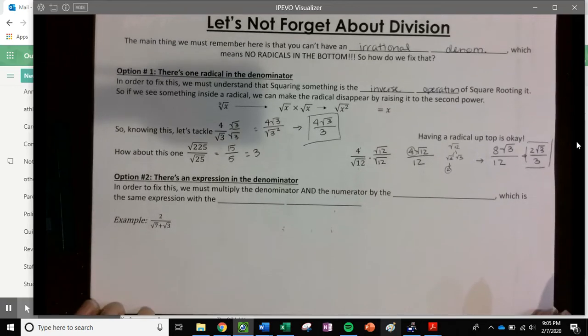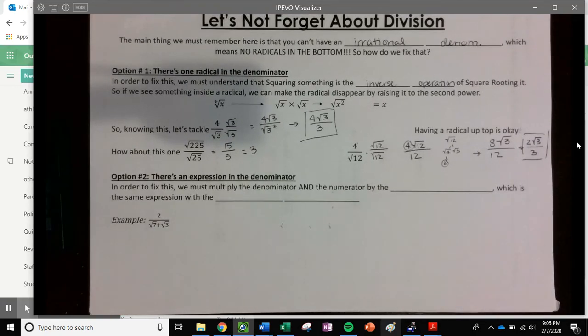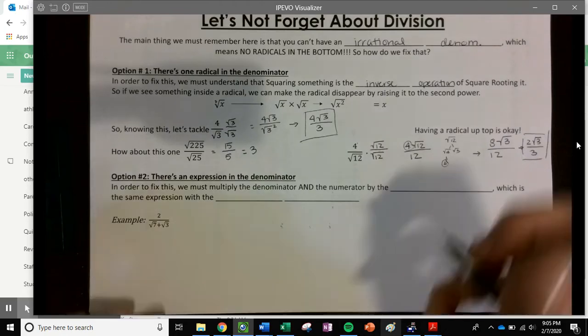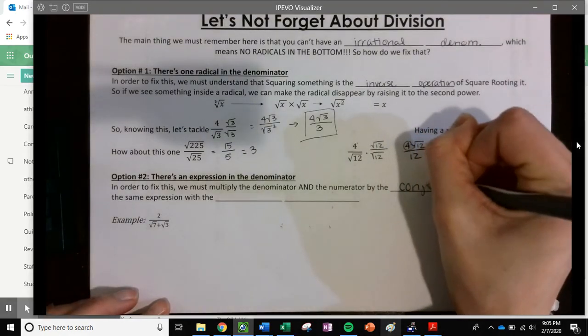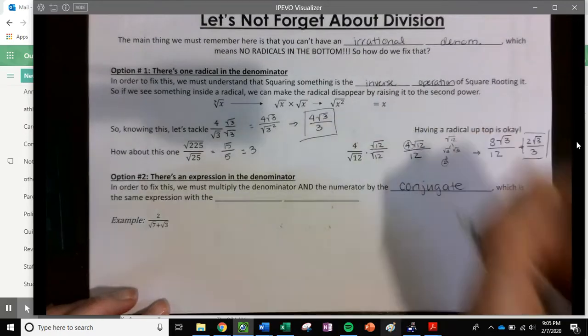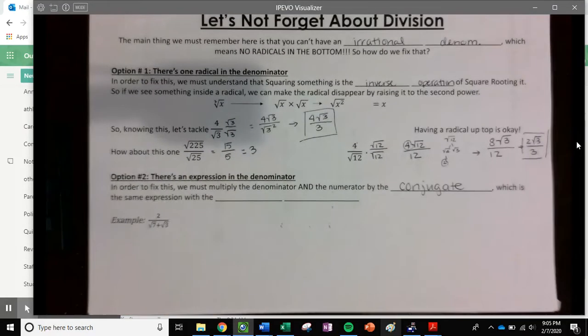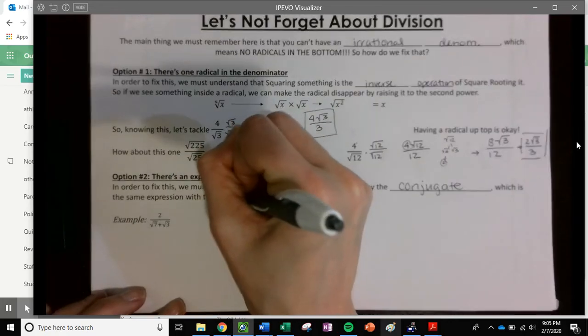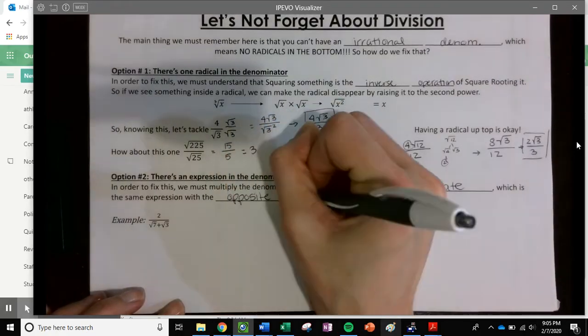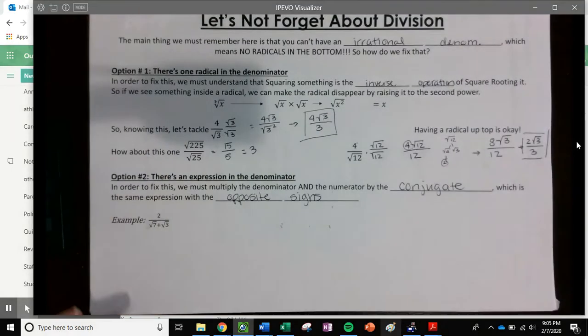Where things really get interesting is if there's an expression involving radicals in the denominator. So in order to fix this, we have to multiply the denominator and the numerator by the conjugate. I know you guys have heard me say this before. We're going to talk about it again. The conjugate is the same expression with opposite signs. And when you multiply something irrational by its conjugate, you wind up with a rational whole number in its place because of the power of math, the wonderful magic of multiplication.